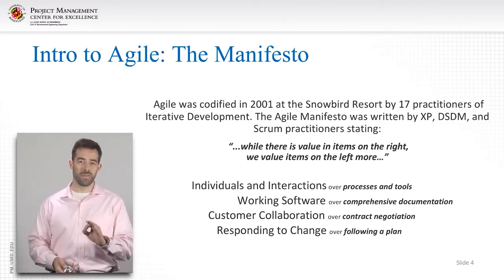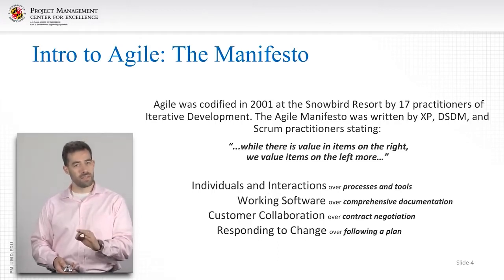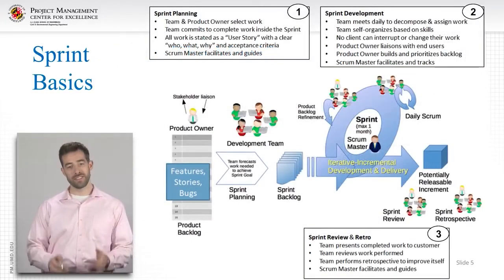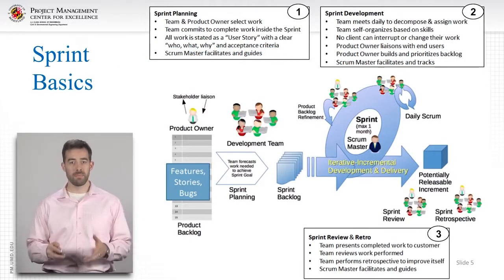So these are the core values of Agile, and if you understand them, then you understand how Agile works and why we've built it the way it works today. Now let's talk about Sprint Basics. With Sprint Basics, you've got the planning, the development, and the retro and review.